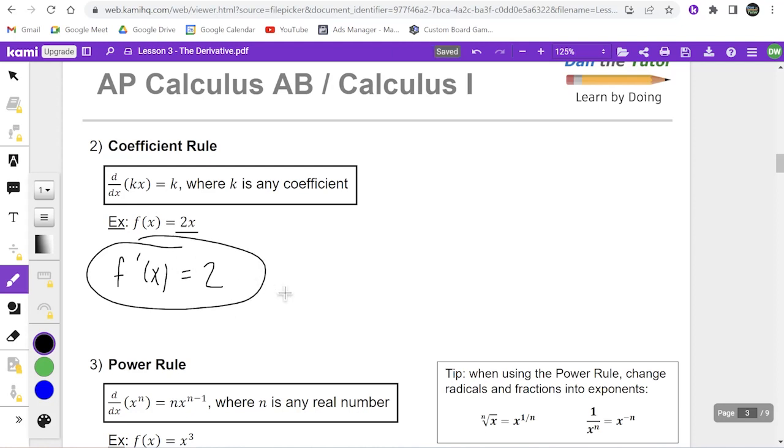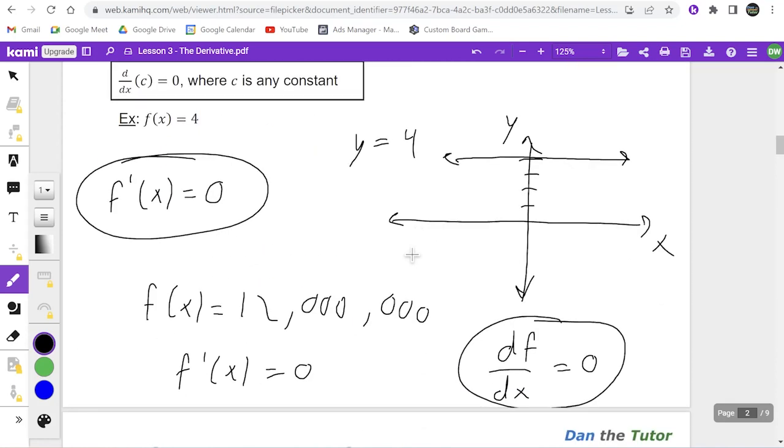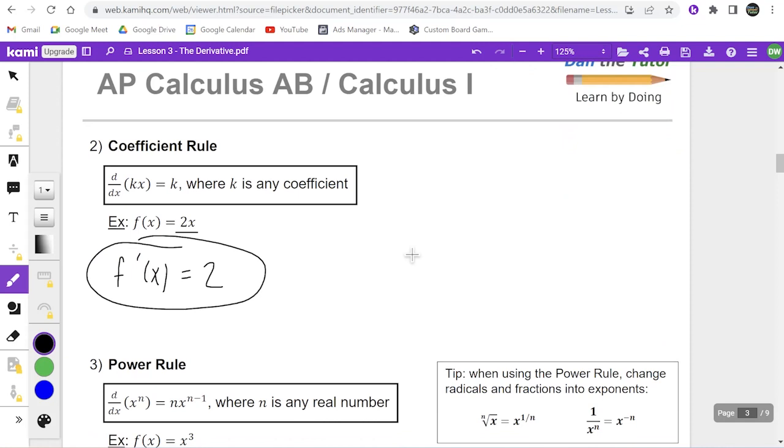And by the way, if you use the limit definition of derivative, in other words, the thing I crossed out up here, it's going to take you like 10 minutes to get the same answer too. So why would we ever use the limit definition of derivative? Only when they force us to, and it will say so in the question.